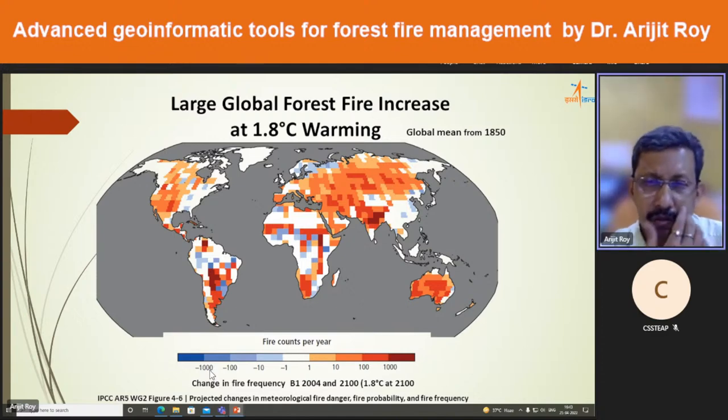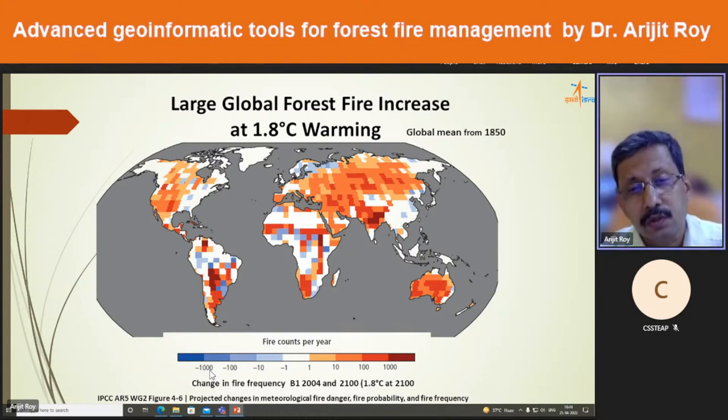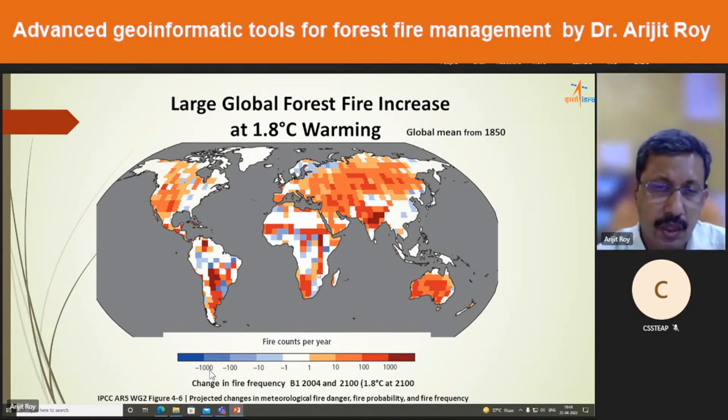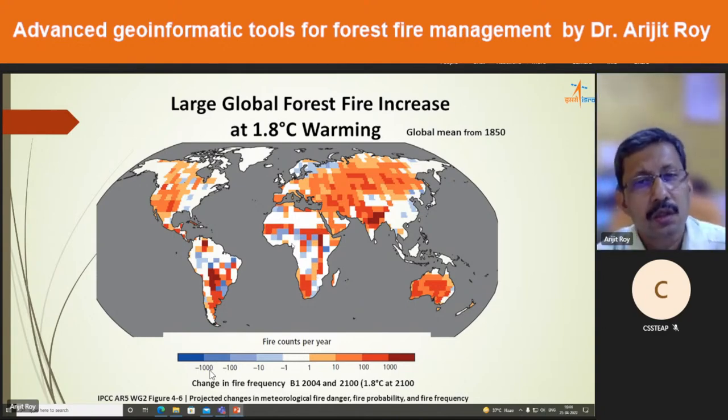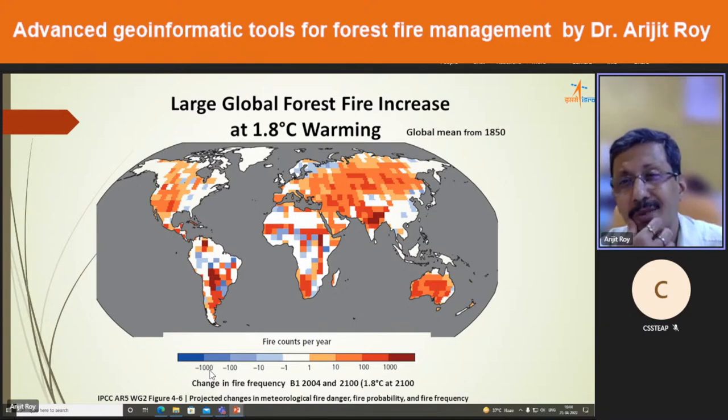Many of the areas covered by forests are expected to have more than 1,000 times the fire frequency. So you can see the areas in the central Indian region, in the southern part of the Amazon, and also in parts of Kenya, Tanzania, and that region. They are expected to have a fire frequency of more than 1,000 times the baseline global mean, that is from 1850.